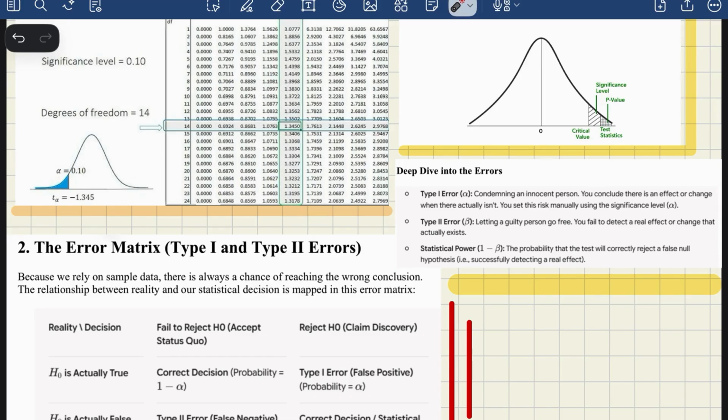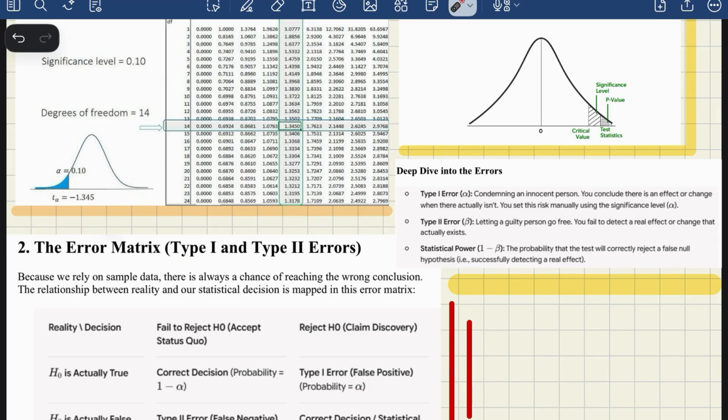Alright, so we conclude that there is an effect, there is a difference, when there actually was no difference. This is equivalent to condemning an innocent person. The innocent person didn't do anything wrong, but the court found them guilty anyway. That is the type 1 error. Remember that you control this risk yourself.